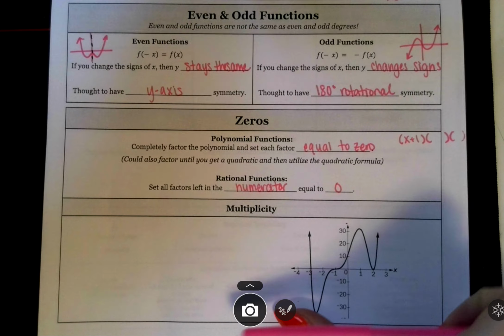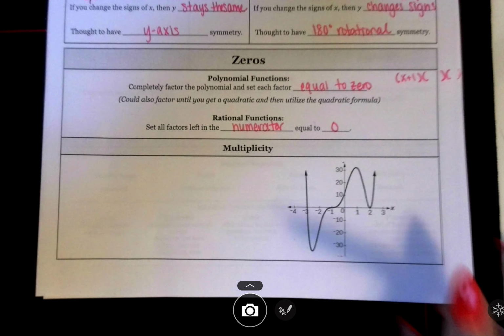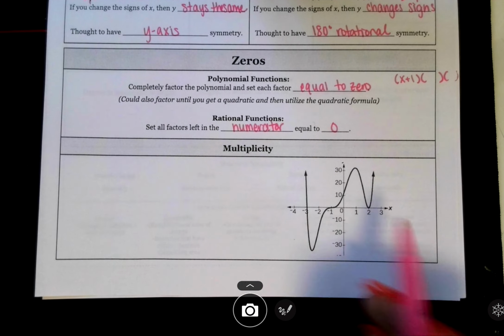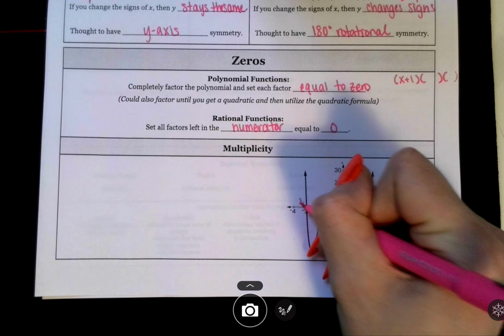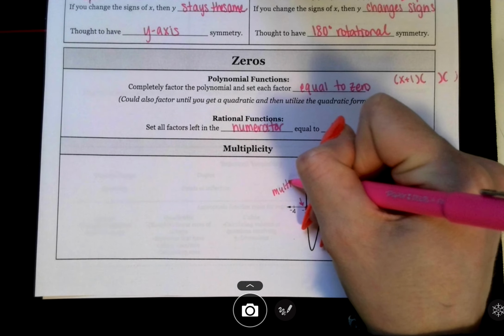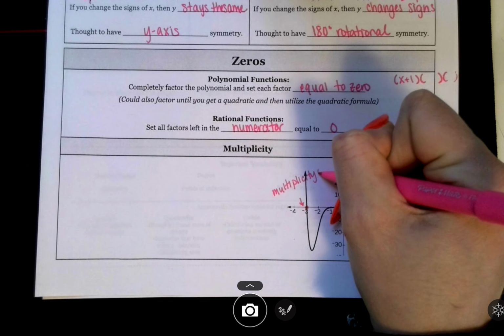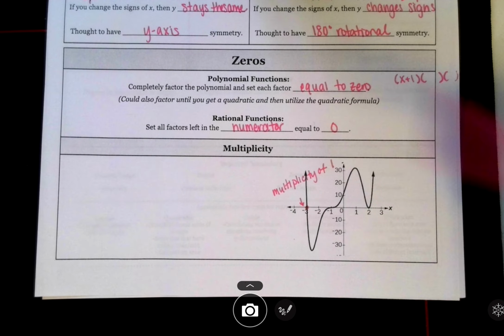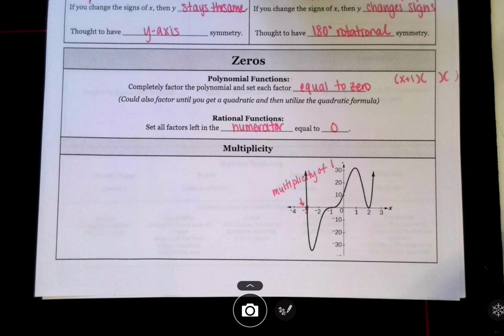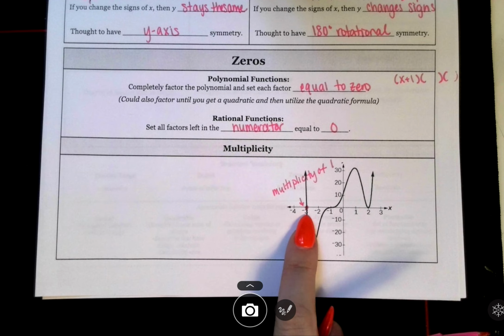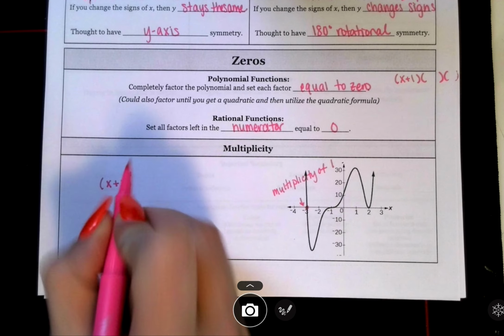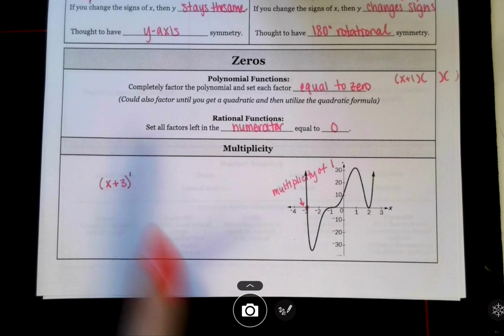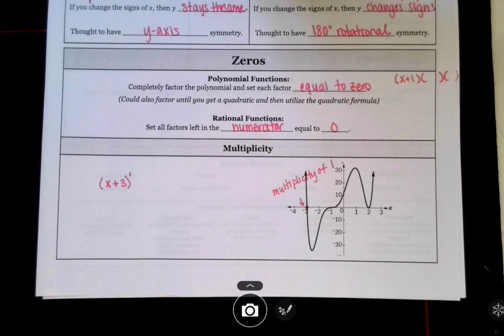For multiplicity, multiplicity goes into our factored form, and we're going to label it on here and just jot some notes down. So this has a multiplicity of 1. It goes straight through our x-axis. So when we write out that factor, I have a solution at -3. It would show up as x plus 3 with a 1 exponent, which I don't have to write, but I want to include it so that we know we're talking about the graph.